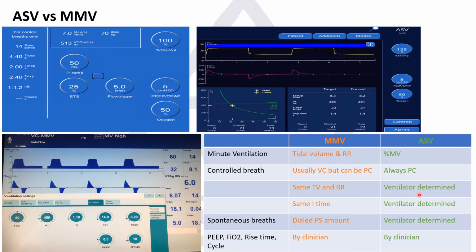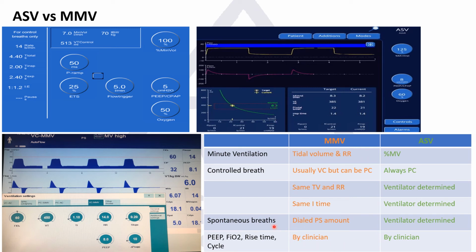In ASV, this is all ventilator determined. So if the respiratory mechanics get worse, like for example compliance gets worse, actually the target will change. The respiratory rate might increase, the tidal volume might decrease. How about the inspiratory time? Here in the MMV, you have to dial it, the clinician dials it, versus in ASV, it's determined again by the respiratory mechanics, so it's ventilator determined. And of course, depending on the respiratory rate, the inspiratory time will change.